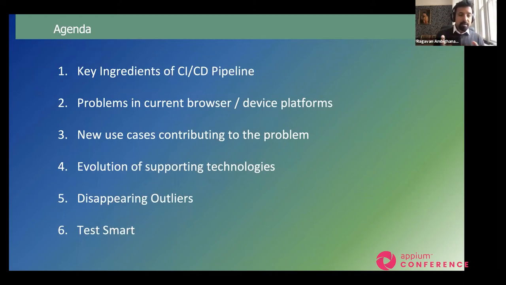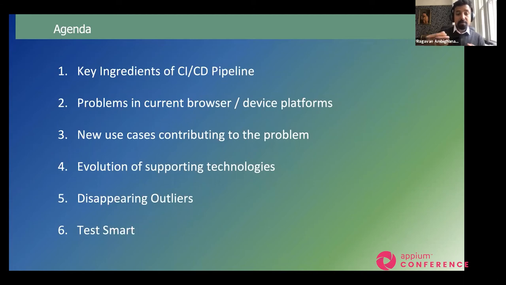The second is the problems in current browser and device platforms. What are the things they are lacking, which are not in alignment with the key ingredients of a CI/CD pipeline? The third is the new use cases contributing to the problem. Things are changing. There are new browsers and new things coming up. How these new use cases support our argument that there is going to be a positive disruption, and why some of the features are lacking.